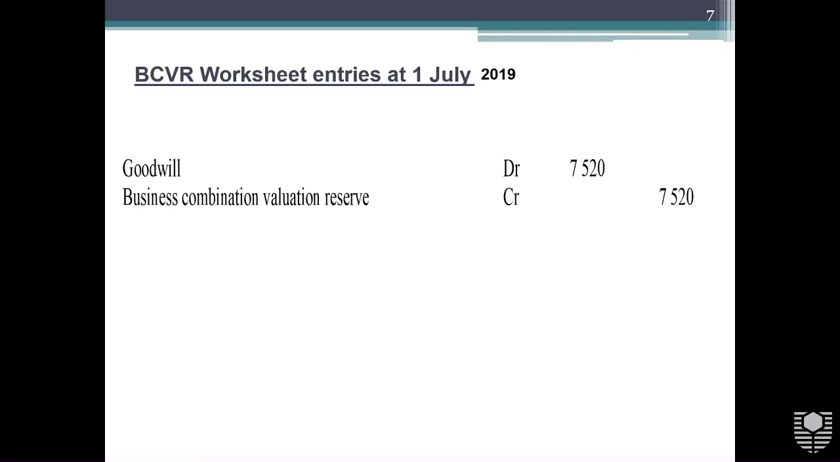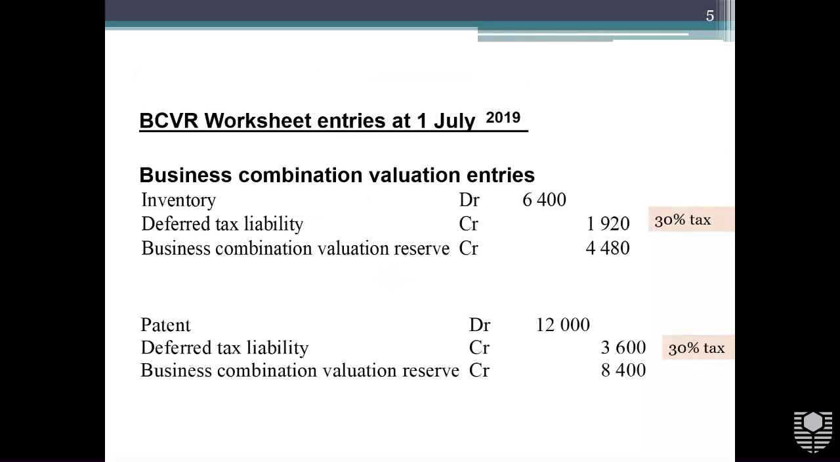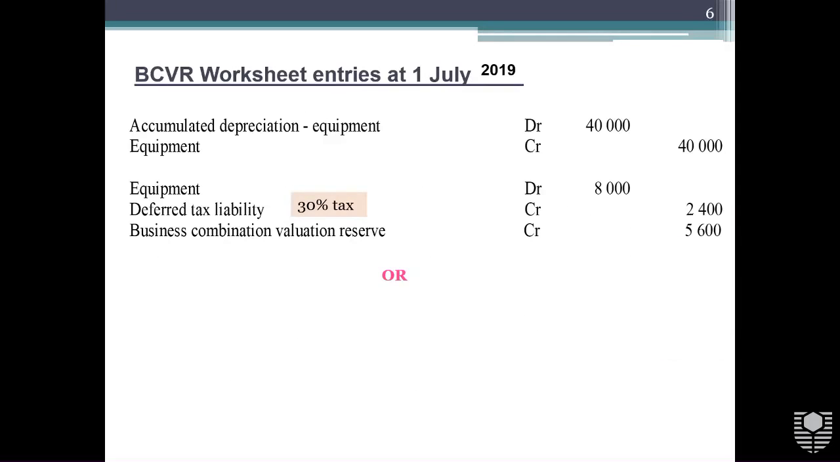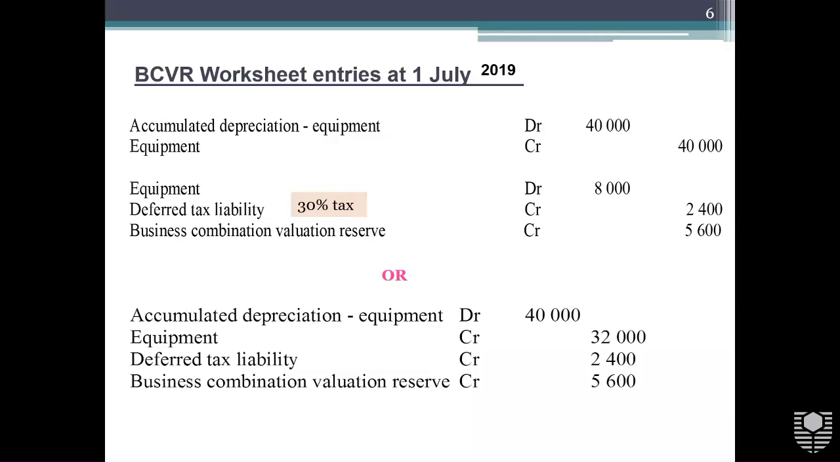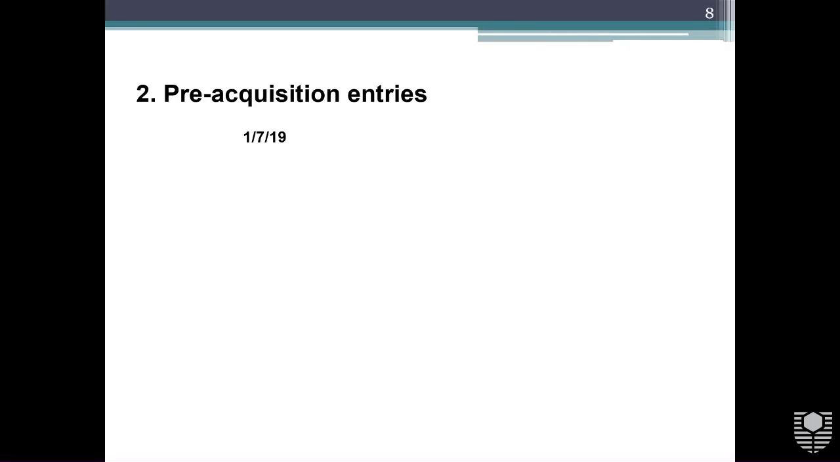Remember, the next step is our pre-acquisition entry. We have to bring that back to nil. So if we go back to the beginning, let's have a look at the first couple. We've got inventory, so we've got 4,480. We've got 8,400. We've got another 5,600. And now we've got the goodwill of 7,520. Those all added up together, we need to remove and include in our next entry, which is our pre-acquisition entry.